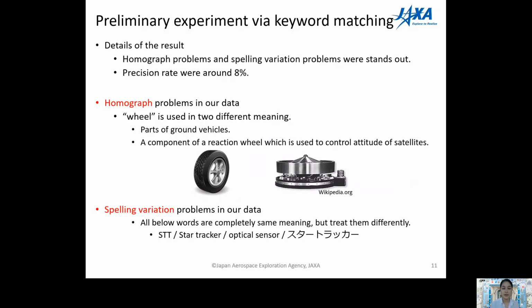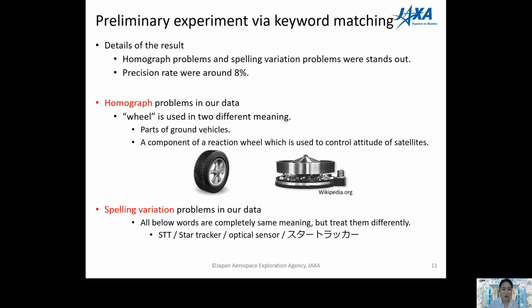So to figure out the feature of the data, we conducted several preliminary experiments, and we would like to share the experiment about keyword matching. We would like to just go through the overview of the results. The precision rate, which means whether we searched for a meaningful anomaly report or not, was about 8%. This means it's really awful.